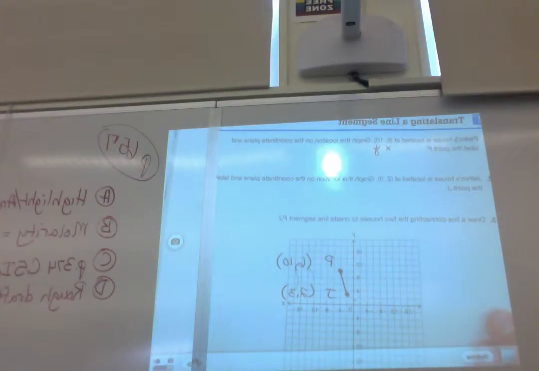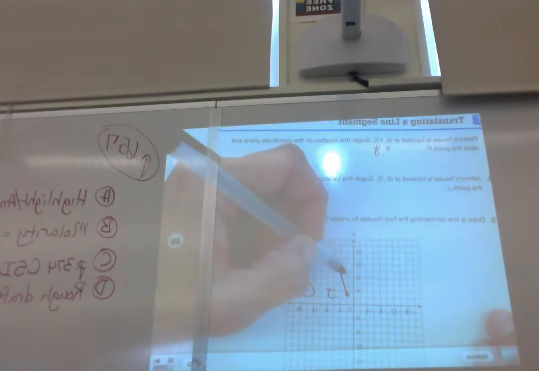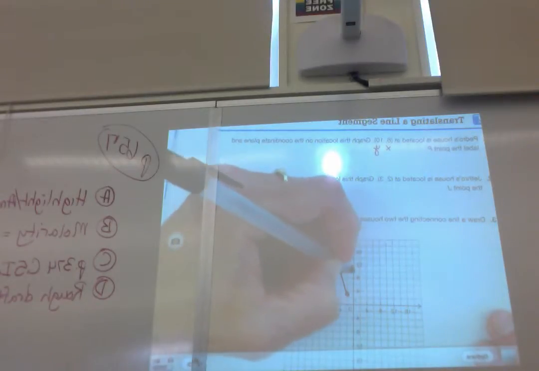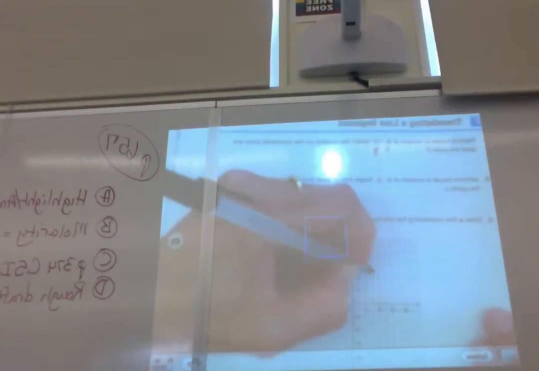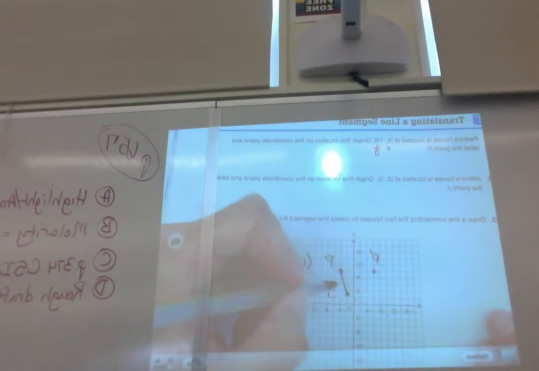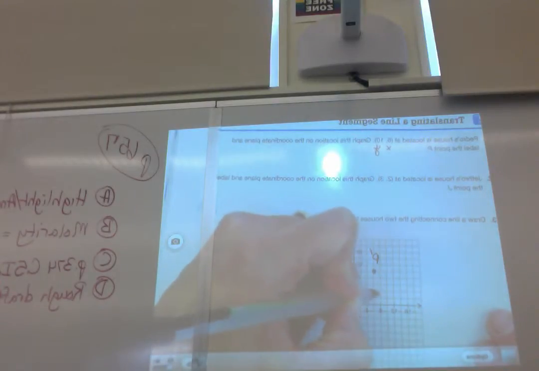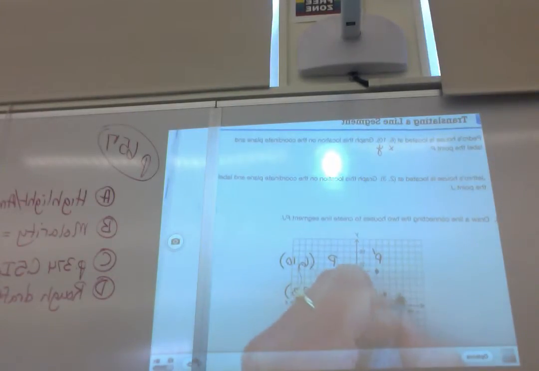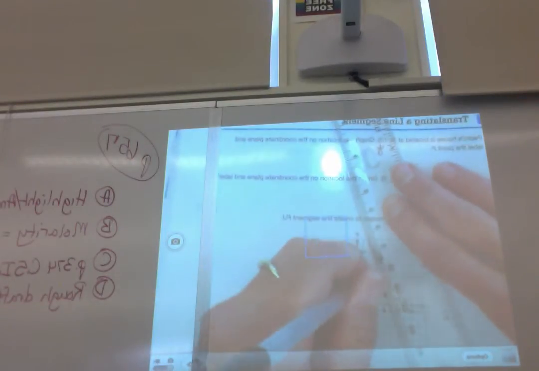And how far are we going to move? 10. Now, one thing to know is how many is each box? Two. Each box is 2. So I'm going to start where P is and go 2, 4, 6, 8, 10. That's my new P, and I'm calling it P prime. Now I'm going to start where J is, and remember, J is in between grid marks because it's an odd number, 3. But I'm just going to stay in between grid marks: 2, 4, 6, 8, 10. That's J prime. And I'll draw a line.